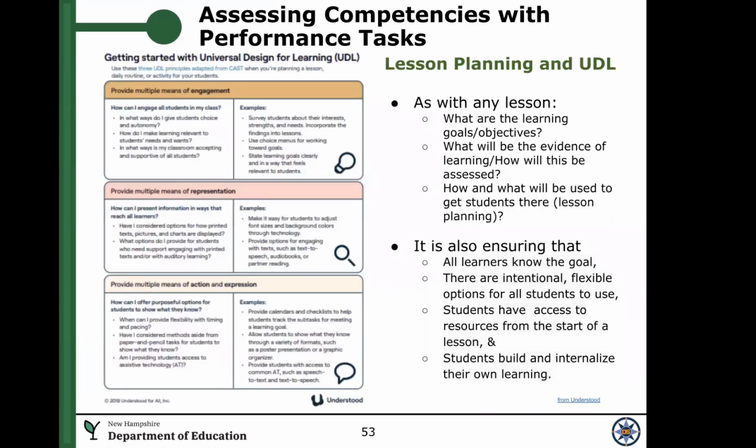And here's another graphic organizer to help us get started. So as with any lesson, what are the goals and learning objectives? How will we assess that the students know what we want them to know? And how will we get them there? And it's also encouraging students to build and internalize their own learning and have pride in their own learning rather than, I just need to pass the test.